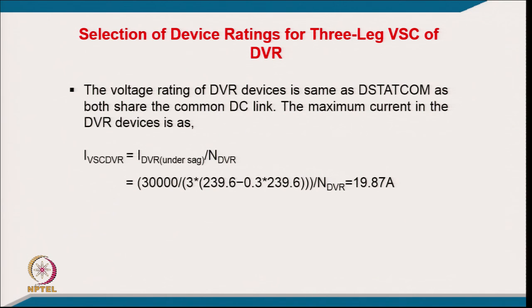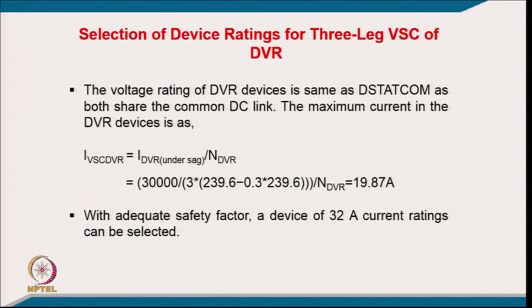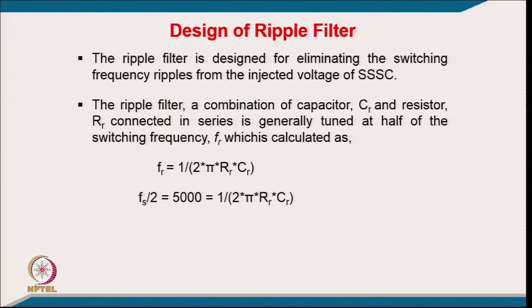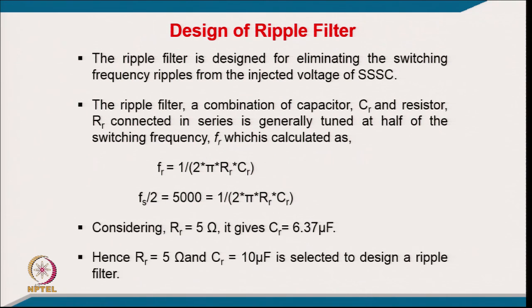And typically the DVR and D STATCOM share the common DC link, so we already have a turns ratio. We can find out the current on the secondary side of the DVR, and with adequate safety factor the current rating of 32 ampere you can take in place of 19.87 ampere. Then you can similarly design the ripple filter as we did, again considering a switching frequency of 5 kilohertz here, and selecting a value of 5 ohm and a capacitor of 6.34. So, we can select a 5 ohm resistance and 10 microfarad for the design of the ripple filter.